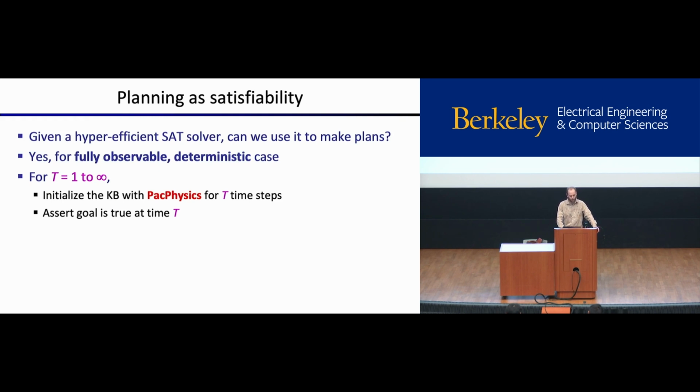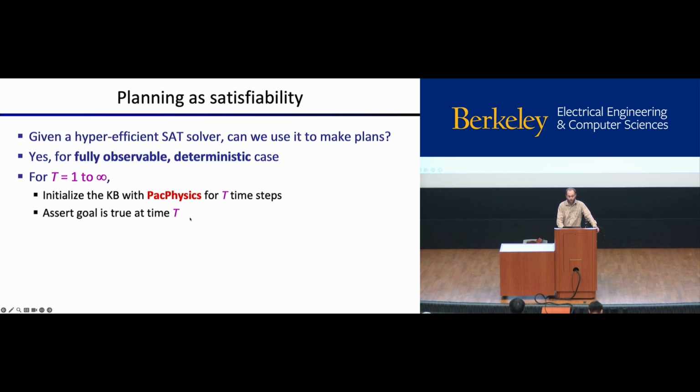So we start with t equals 1, it'll get incremented, and we initialize the knowledge base with Pac-Man physics for t time steps, so we tell it how it works, and we just assert that the goal is true at time t. And then we check to see what has to have happened for the goal to be true at time t. What actions must have been taken for that to be true? Is there an assignment of values to variables that would make this whole knowledge base true, that would make Pac-Man have achieved the goal in t time steps?